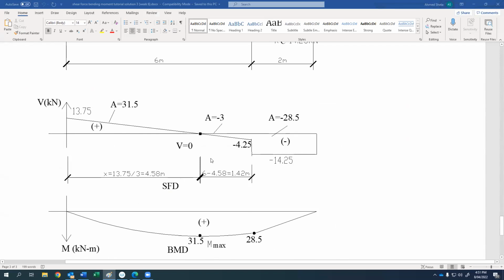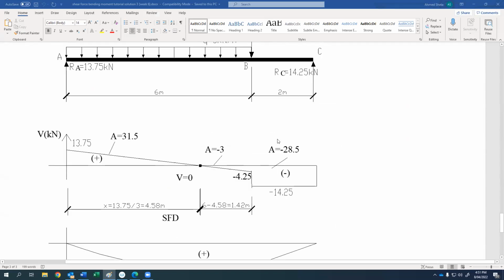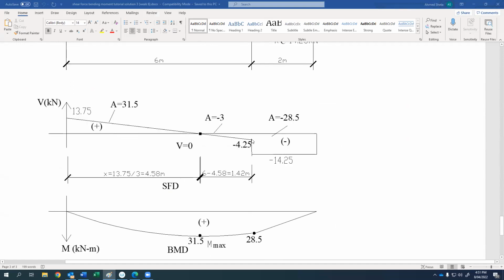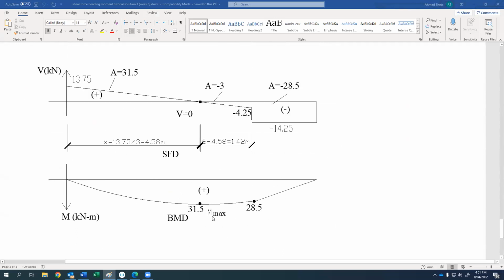For the second question, almost the same question, but with no uniform load between B and C. So this is our shear diagram, and this is our bending moment diagram. The value of Mmax here is 31.5, and the location is 4.58. Okay. Do you have any problem with this one?